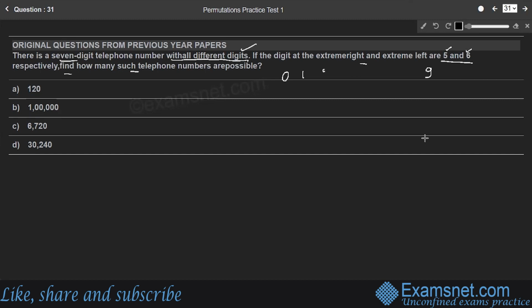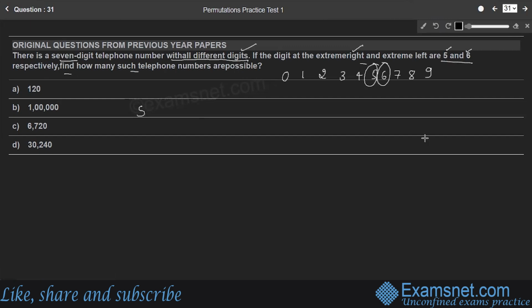So we have to take the numbers from 0 to 9: 0, 1, 2, 3, 4, 5, 6, 7, 8, and 9. In that, the numbers 5 and 6 are already taken, where 5 is the extreme right number. So 5 is extreme right. Sorry.